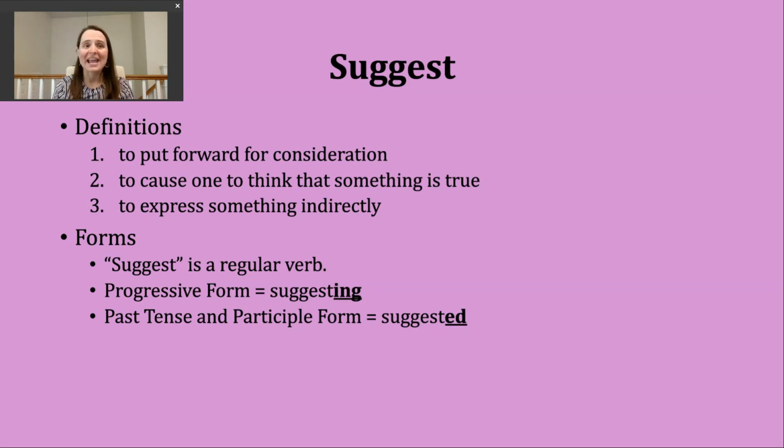A third way you'll hear suggest used is to mean to express something indirectly. So with this particular definition, we mean that someone has not used clear language, clear words, but we can kind of interpret the words that they have used and believe, oh, they're saying this or they're expressing this feeling or this particular idea.